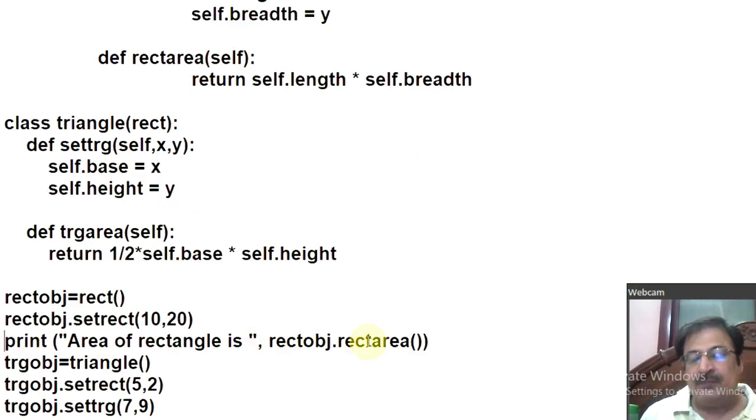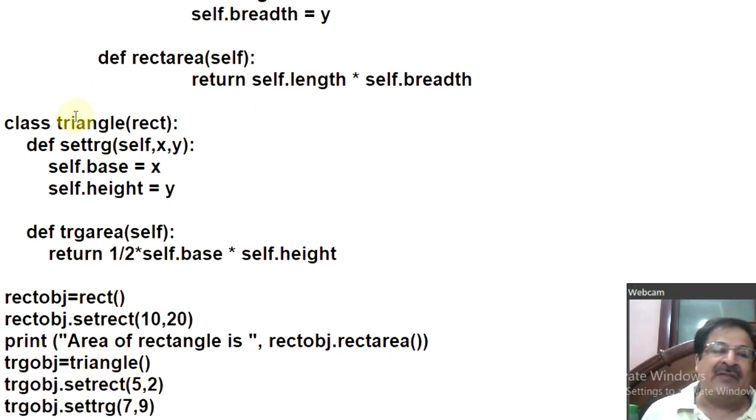Area of rectangle is: you are invoking the rect area function through the rect obj instance. Control will come over here. The multiplication of length and breadth, that is the multiplication of 10 and 20, will be returned here and displayed. So the answer 200 will be displayed over here. Now here you see the benefit of inheritance. You are making the object trg obj of triangle class.